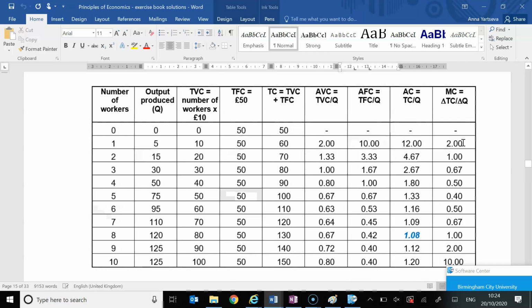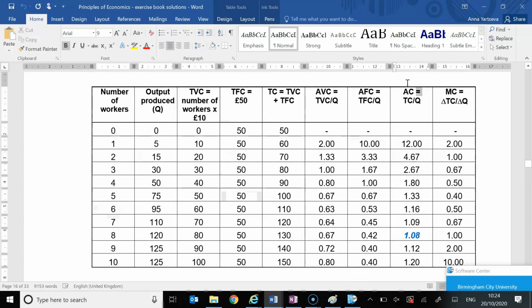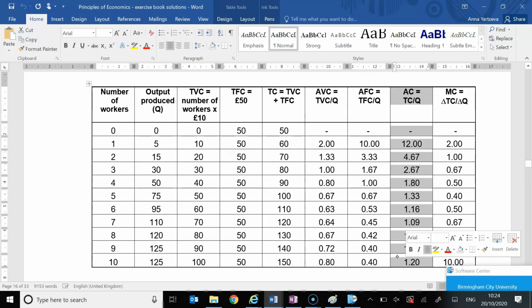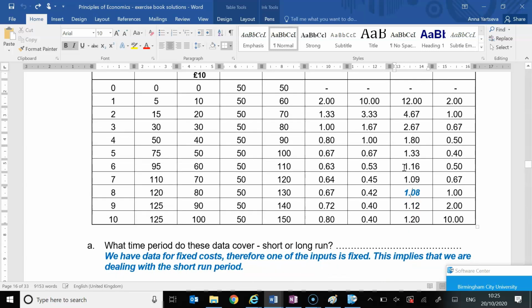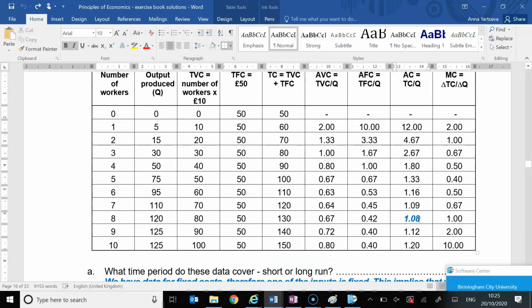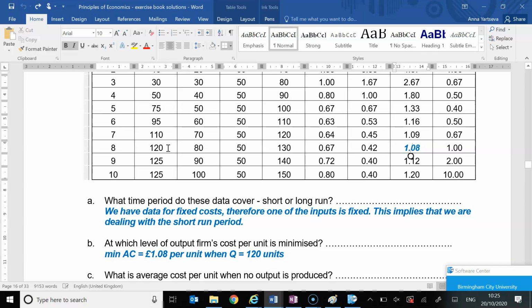So these are our data. We need to analyze this particular column. So this is what we've calculated. We'll need to find minimum costs. And as you can see here, the minimum cost will be 108. So this is the level of production at 8 workers when output is equal to 120. When we produce 120 units, our average cost per unit given by this column is minimized. It's the lowest possible cost which we can achieve. So lowest cost is 108, and this takes place when output is 120.